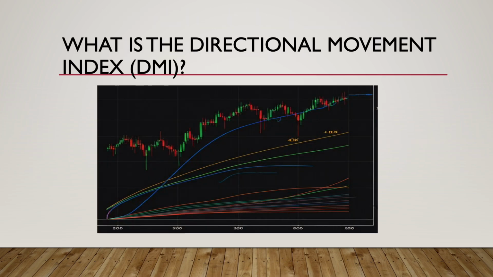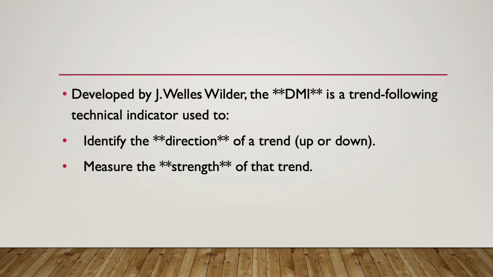What is the Directional Movement Index, DMI? Developed by J. Welles Wilder, the DMI is a trend-following technical indicator used to identify the direction of an uptrend or downtrend, and measure the strength of that trend.